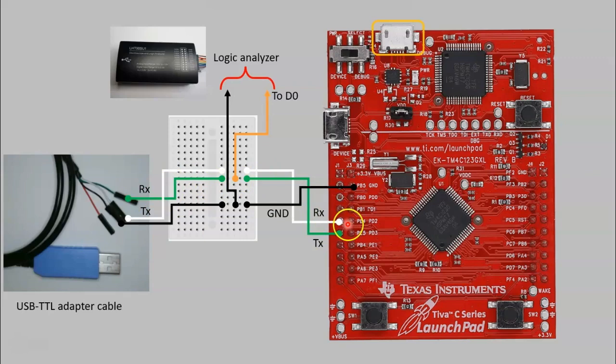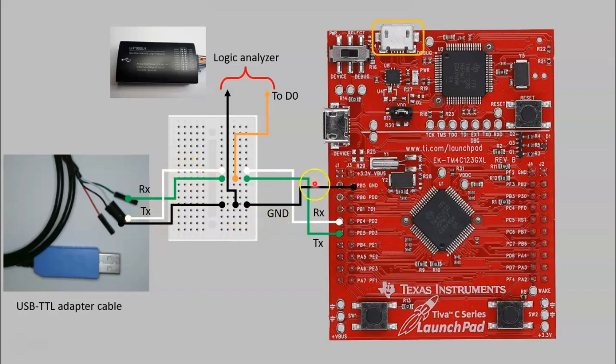And the receive pin of the TM4C series launchpad board, that is pin PE4, which is this one, port E bit 4, is connected to the transmit cable of the USB TTL adapter cable. All right, so RX to TX.